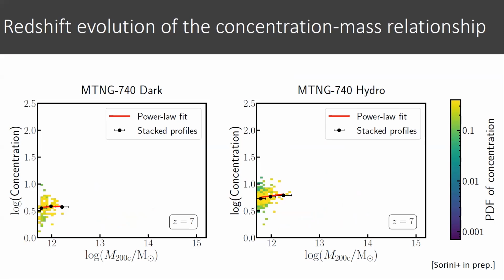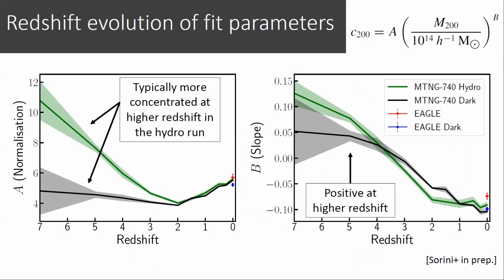But now, to summarize the plots that I showed you, here I remind you what is the parameterization that I use in the upper right corner. And I plot the two fitting parameters that I'm using. So you've got the normalization A and the slope B. So it turns out that in general, halos tend to be more concentrated at high redshift in the hydrodynamical run compared to the dark matter only run. And also, if we look at the slope, it tends to be steeper when you include the baryons.